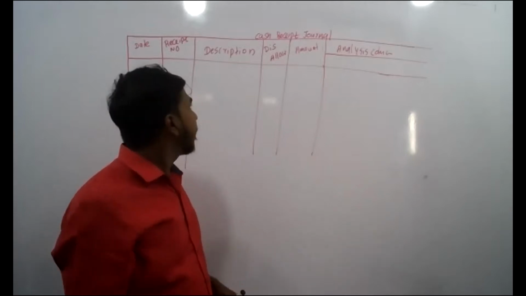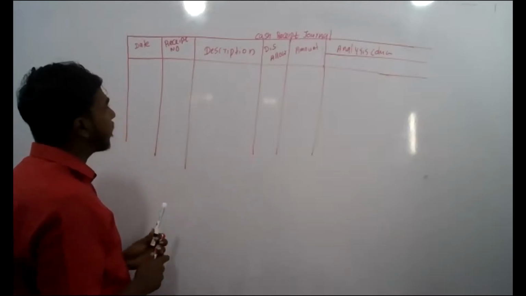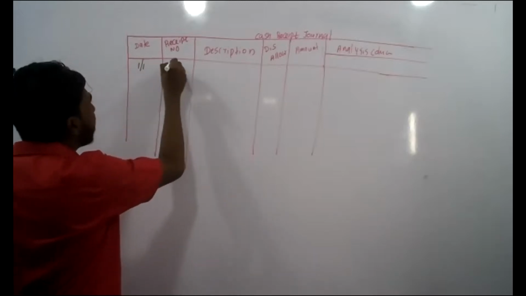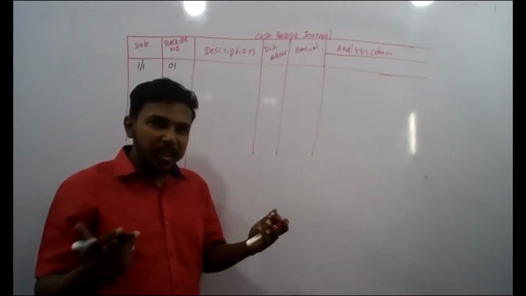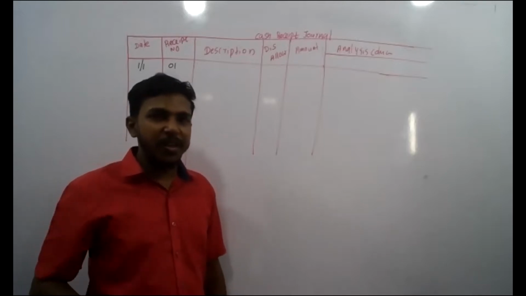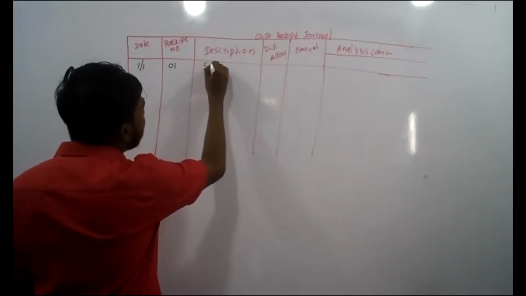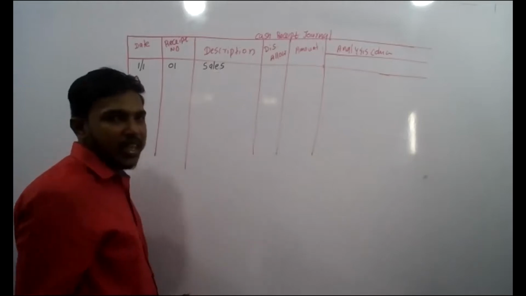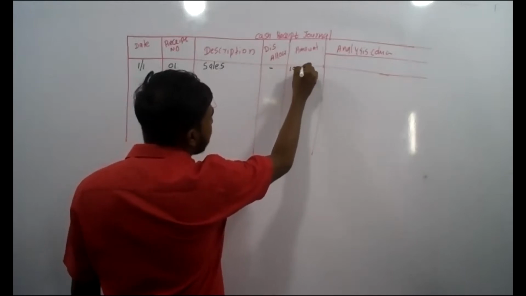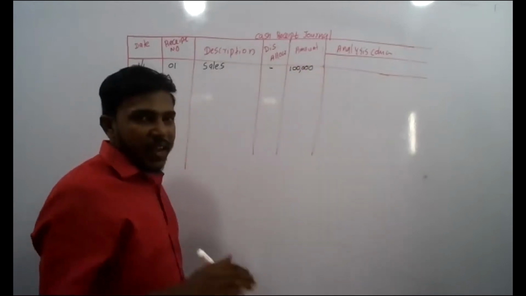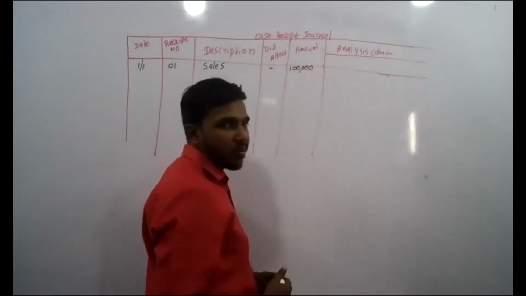Now, how it happens is, here we will say on 1st of January, you have received cash, receipt number is what? Description means for what you have received the cash. So cash would have been received for, we say, sales. Then no discount allowed. Then the amount is, we'll say, 100,000. Then analysis column means we analyze what's the source of receiving this 100,000.